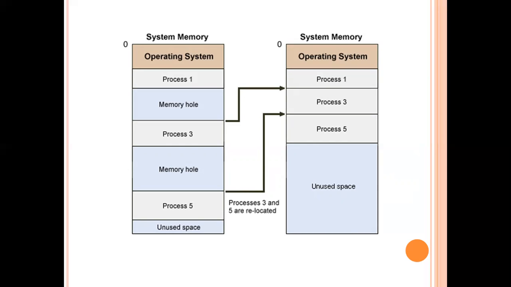The left-hand side of the table indicates the fragmentation problem and the right-hand side indicates compaction. What you do is shift process 3 immediately after process 1, then shift process 5 immediately after process 3. Now process 1, process 3 and process 5 are continuous. At the bottom we have completely unused space, a huge chunk of free area. Whenever new jobs come for which memory has to be allocated, you can allocate it at the bottom. This is the technique of compaction.